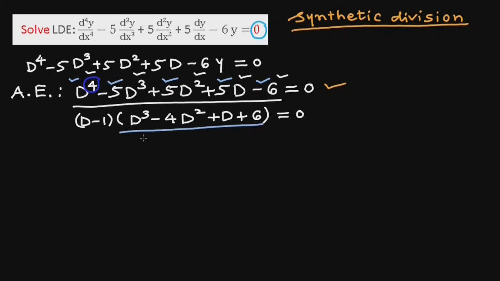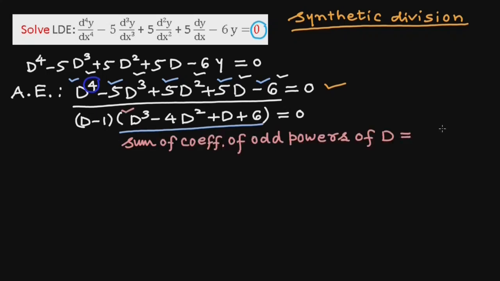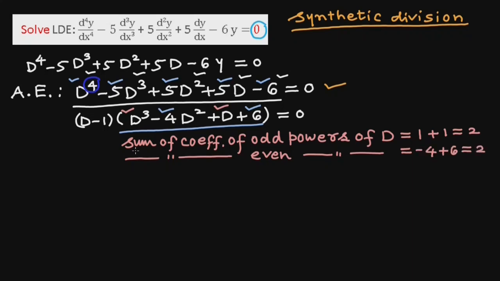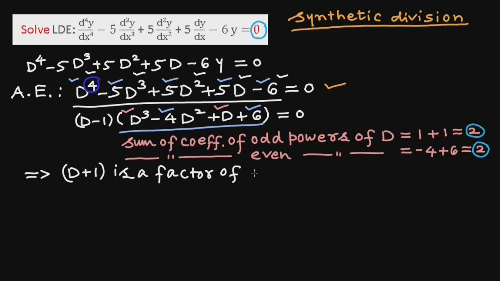But before that, let us observe that sum of coefficients of odd powers of d, which is this 1 plus this 1, is 2, and sum of coefficients of even powers of d, which is this minus 4 plus 6, equals 2. Since sum of coefficients of odd powers of d, 2, equals sum of coefficients of even powers of d, which is also 2, it implies that d plus 1 is a factor of this cubic polynomial.